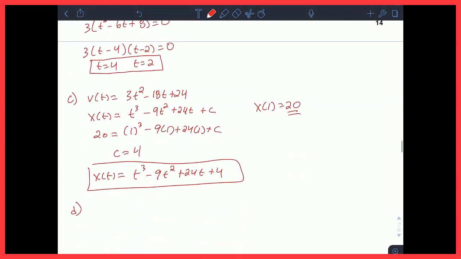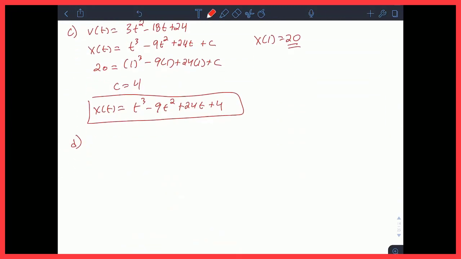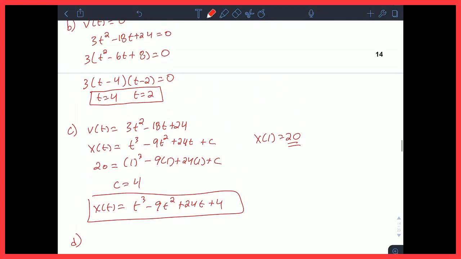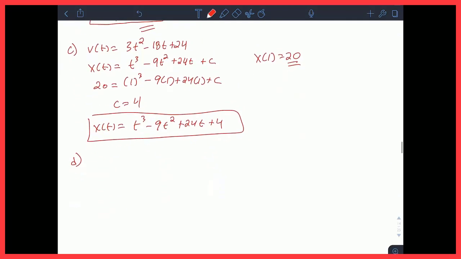Part D. Part D asks, find the total distance from 1 to 3. Okay, from 1 to 3. So that means I need to consider the turnaround points. Are there any turnaround points between 1 and 3? Yeah, 2. So I know it turns around at 2. So I need to find the distance from 1 to 2, and then from 2 to 3, right? Which means I need to find the position at 1, the position at 2, and the position at 3.